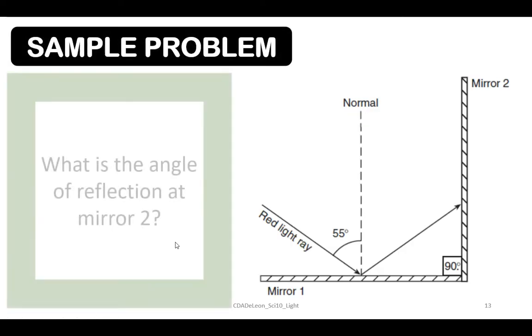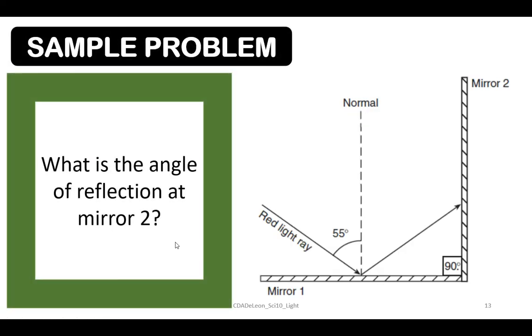Now, let's make it more complicated. So in this illustration, we have mirror number 1, which is located in the base area, and mirror number 2, which is linked to mirror number 1 that resembles 90 degrees here. So the question is, what is the angle of reflection at mirror number 2? So since we have a given of 55 degrees as the angle of incidence, ano yung mga values na meron tayo dito para maintindihan natin, at malaman natin kung ano ang angle of reflection sa mirror number 2.